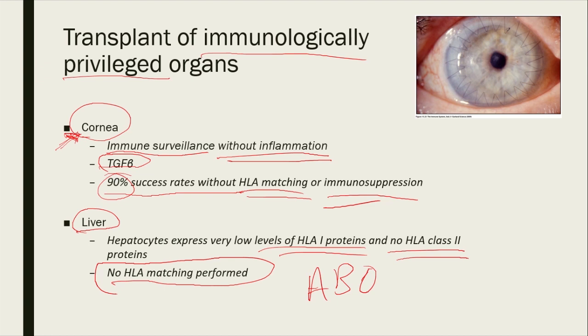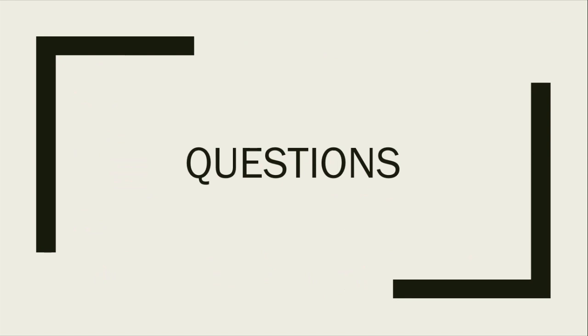That's why a lot of movies or TV shows depict relatives, even sometimes husbands and wives, donating liver to each other, because you don't need as good a match to donate the liver. So that is the end of the rundown for transplantation, the concepts behind it, and how T cells and antibodies mediate rejection. Let's look at some of the basic questions like usual.